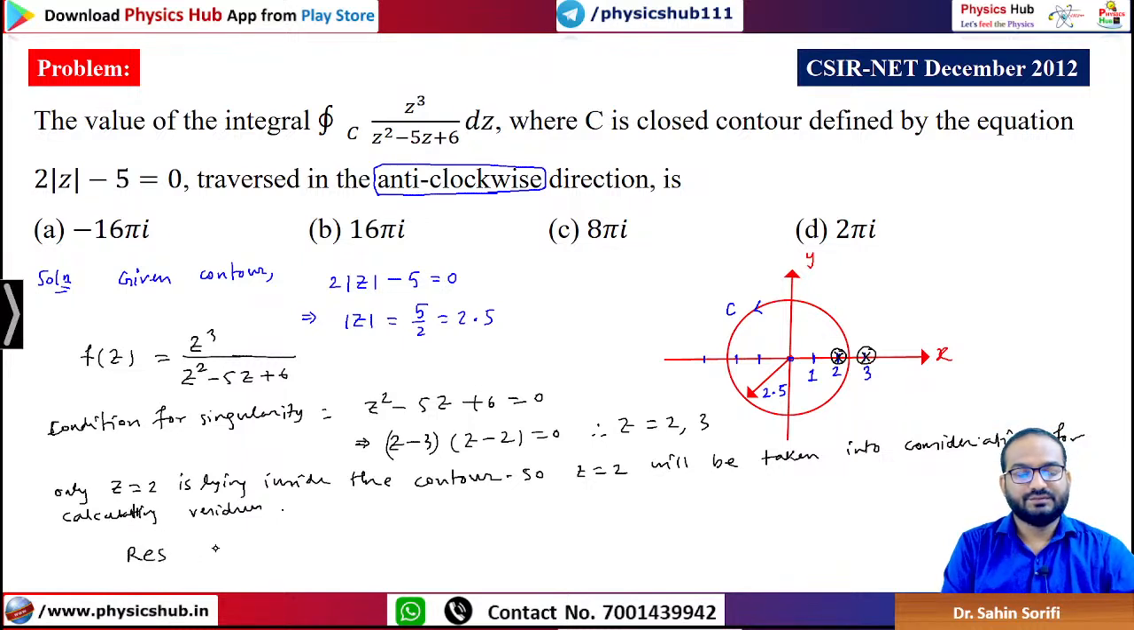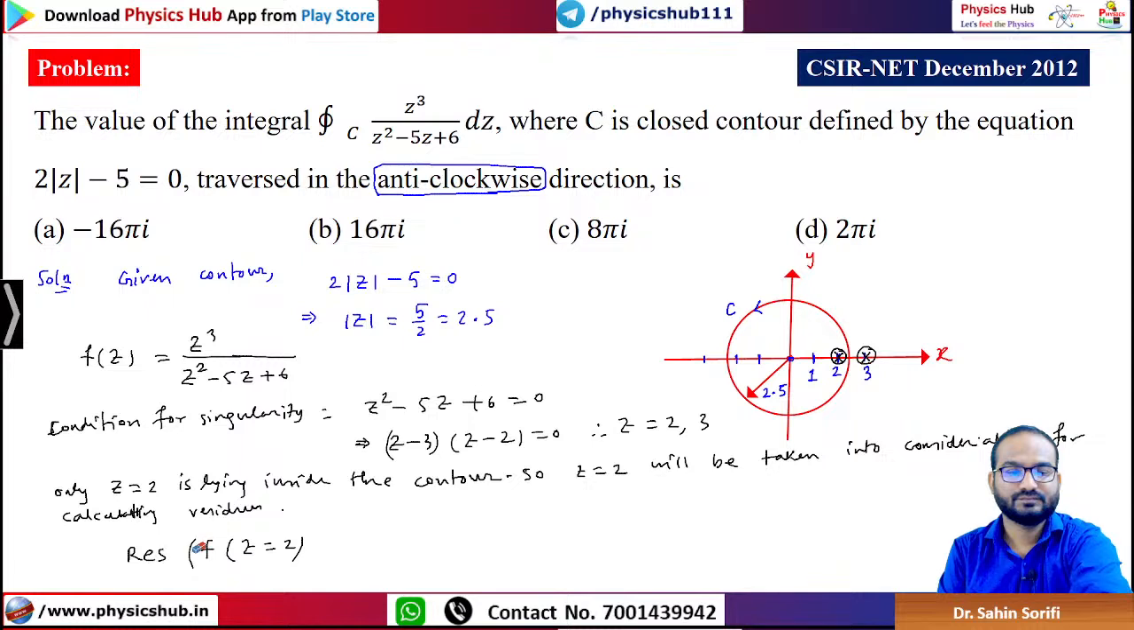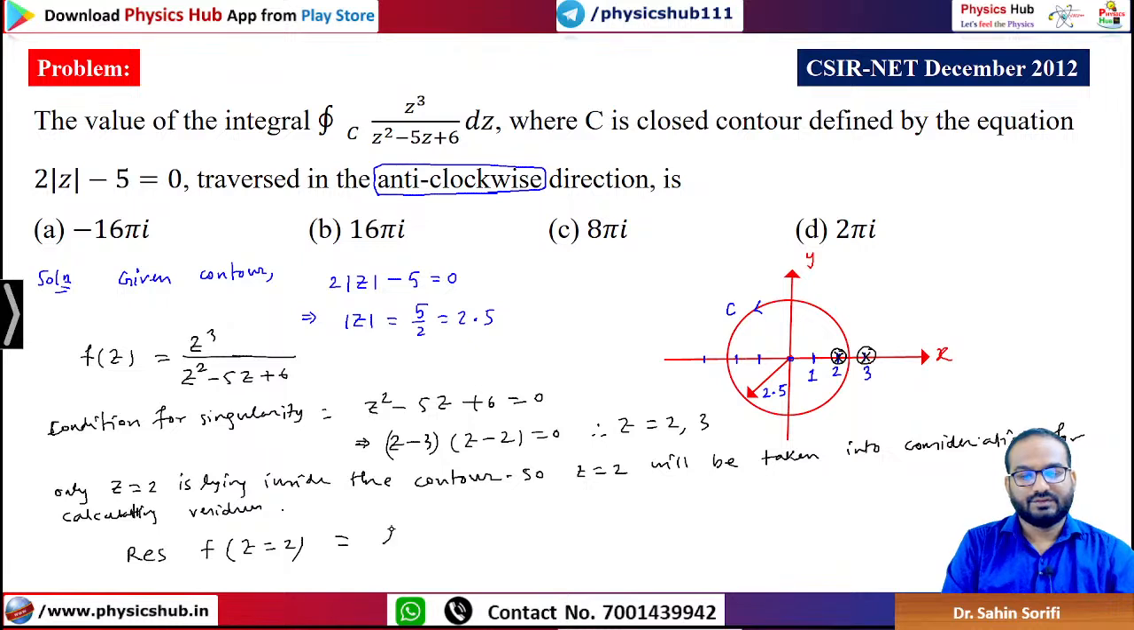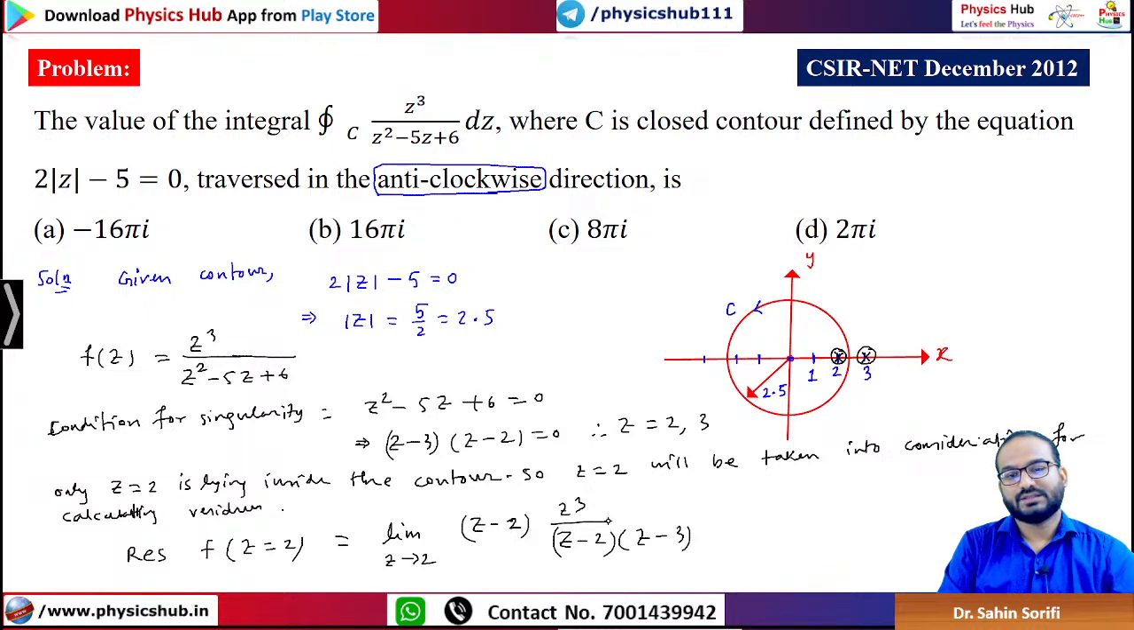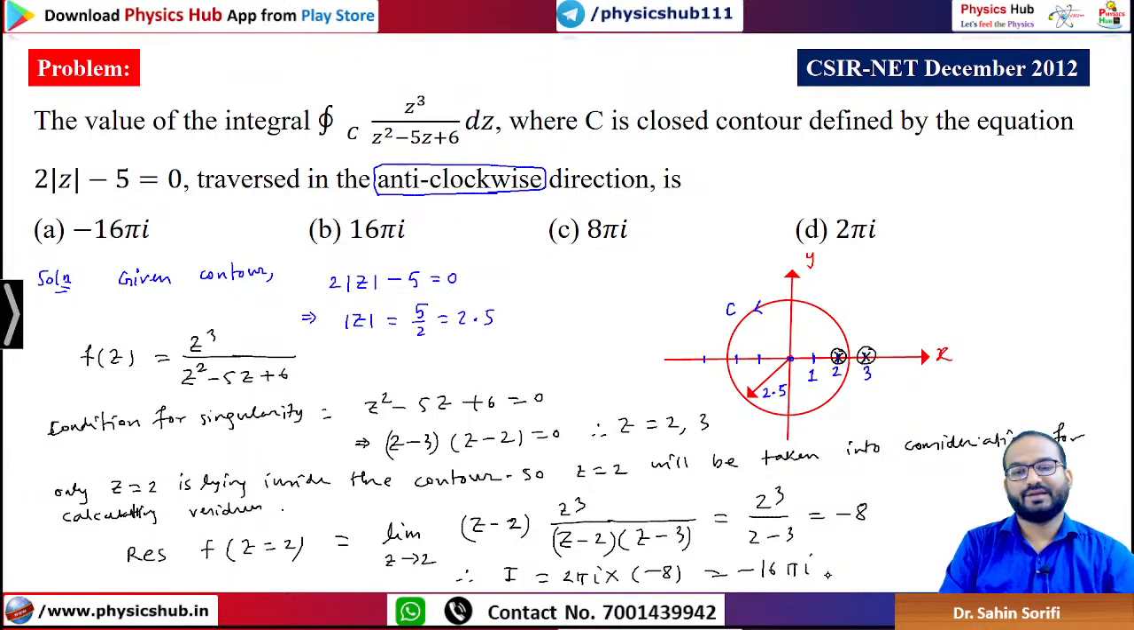So this is the residue, it's a simple pole, right? F at z equals 2. Limit z tends to 2 of z minus 2 times z cube by z minus 2 z minus 3, so 2 cube by 2 minus 3, that is minus 8. Therefore the integral I is, from Cauchy's residue theorem, 2 pi I into sum of residues, which is minus 16 pi I.